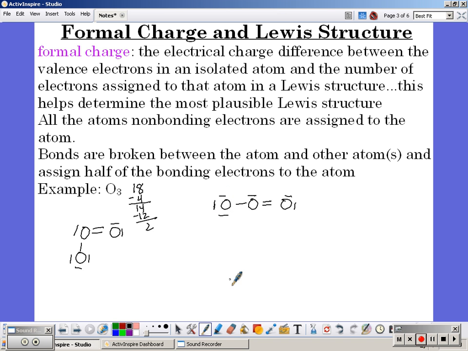So now let's think about the formal charge on this. Oxygen has 6 valence electrons.